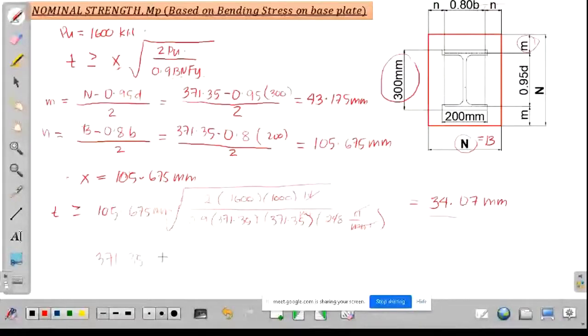371.35 by 371.35 by 34.07 in mm. Okay. So, yan yung magiging sagot natin for number 1. So, in actual, i-round off natin sa code number. Okay. So, yan na yung sagot natin for problem number 1. Okay? So, is there any other question before we proceed for problem number 2?